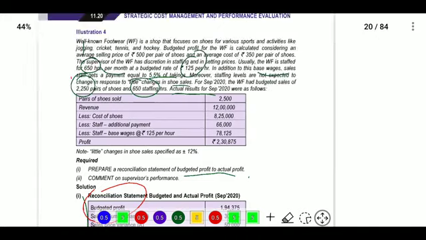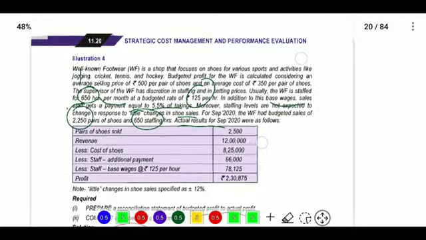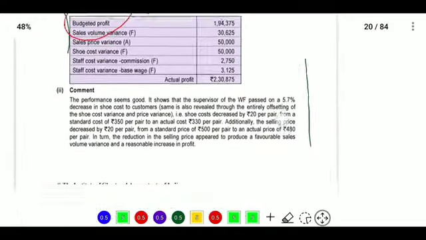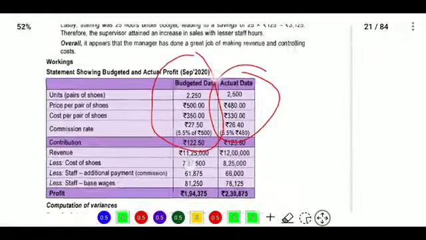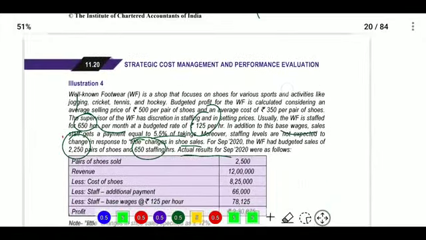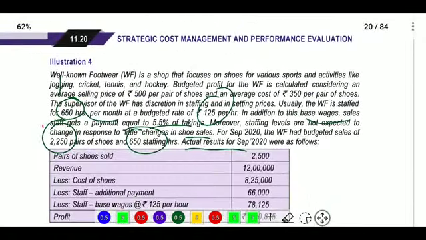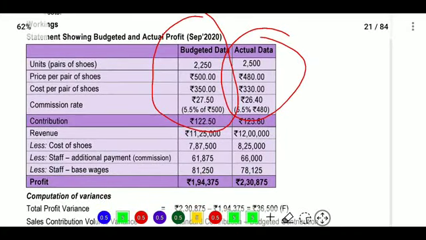And what is the price per unit? They provided 650 for actual, and 350 average cost. Selling price will be 500, variable cost will be 350, and they also provided a commission rate of 5.5%, the payment staff get. We will consider the commission. After the selling price per unit, we deduct the cost and the commission rate, and we get the contribution.